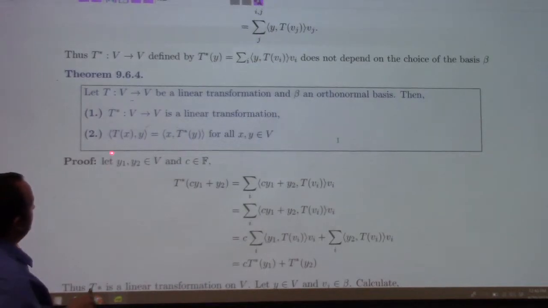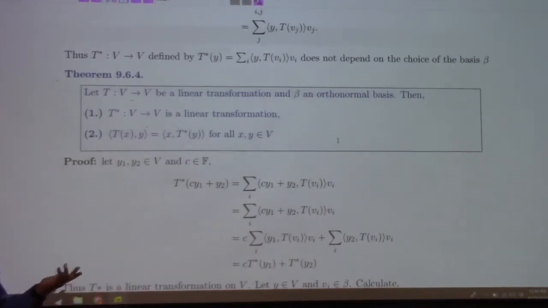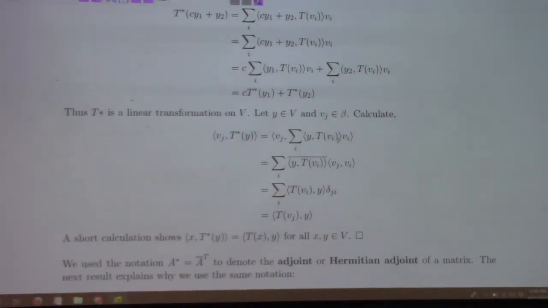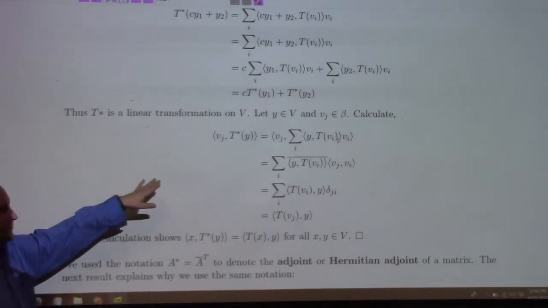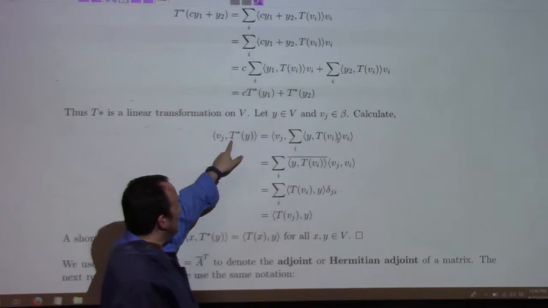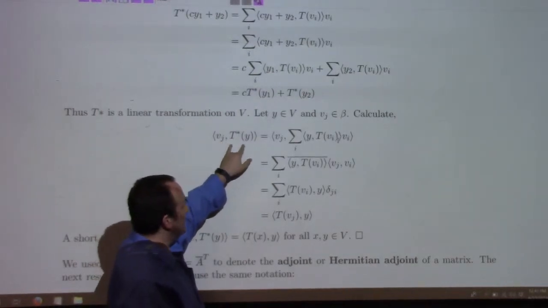Anyway, so theorem: this T star which I've just defined is a linear transformation, and it satisfies this condition that we want. All right, great. And the proof is right there. This part of the proof is worth looking at. The linearity is easy. The fact that when you move it to the other side, it gives you T on the other side, that's interesting. So let's start with this.